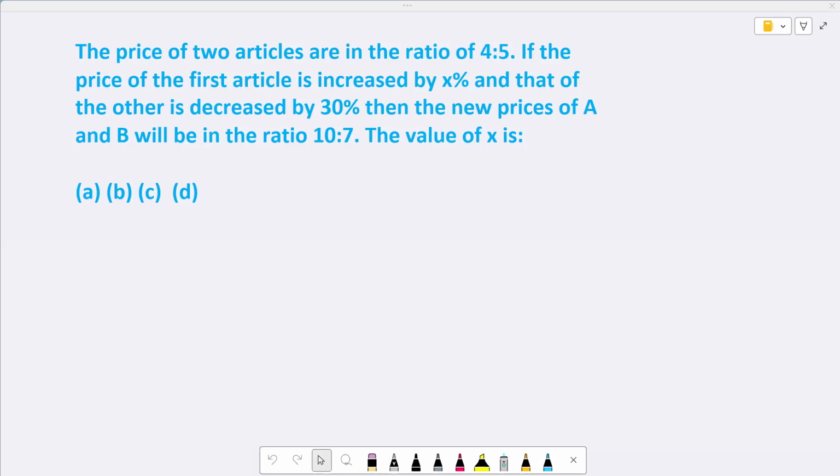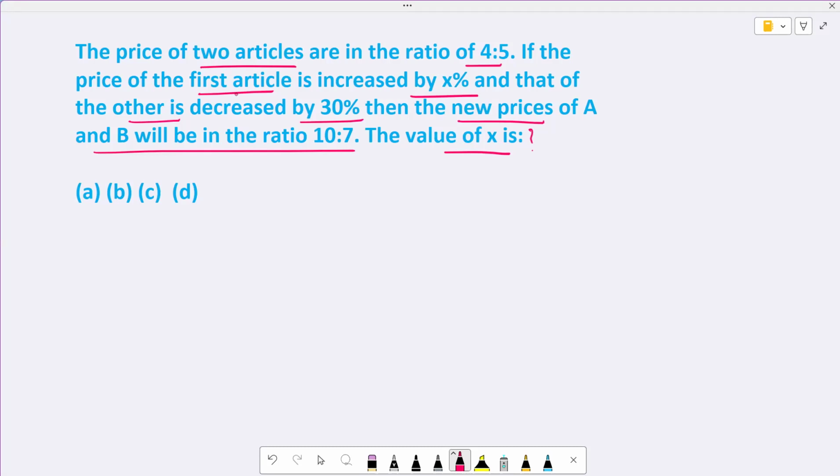In this video, we'll continue with the ratio questions, starting with the first question for today. The prices of two articles are in the ratio of 4:5. If the price of the first article is increased by X% and that of the other is decreased by 30%, then the new prices of A and B will be in the ratio 10:7. The value of X is? Definitely, they're asking the value of X. This is the question. What is the information that is given to us?